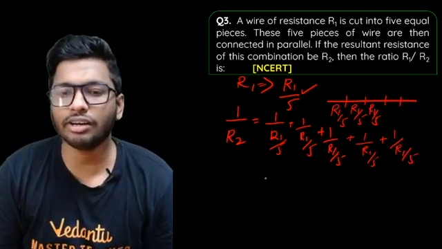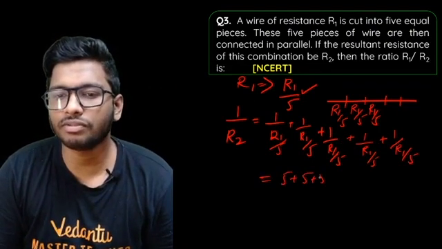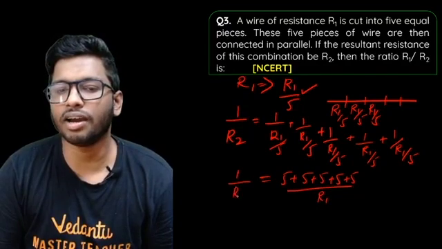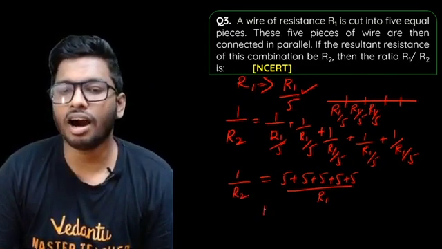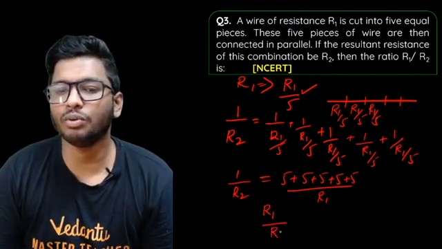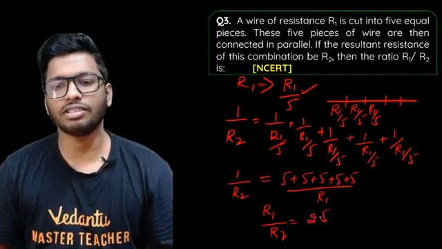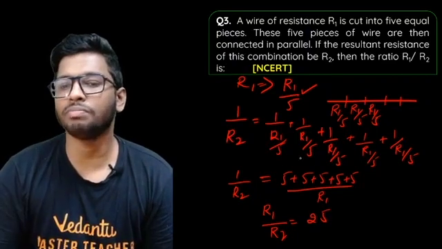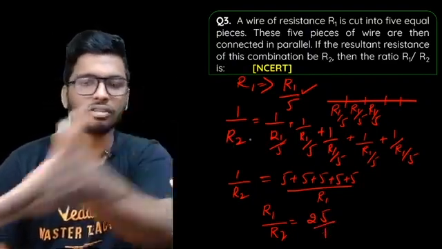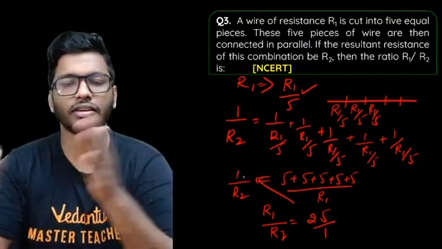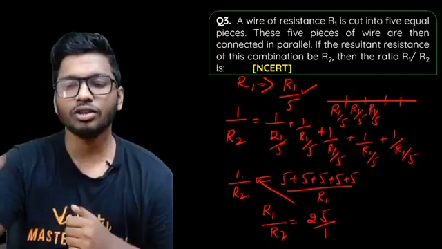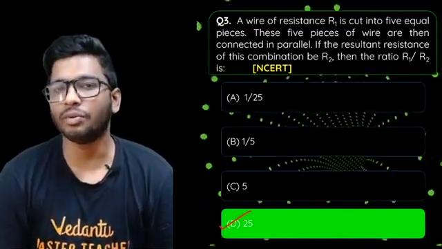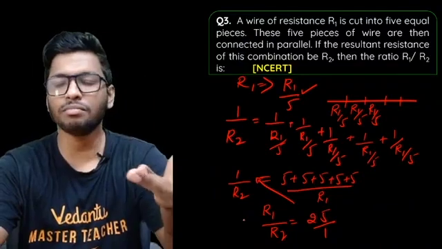Now, just try to simplify this equation. It will be 5 plus 5 plus 5 plus 5 plus 5, whole divided by R1, and here you have 1 by R2. If you take this to the other side, R1 by R2 is equal to 25. Simple as that, guys. You're supposed to find the value of R1 by R2, so R1 by R2 is basically 25 by 1. So the answer to this question would be 25, which is the ratio of R1 by R2. I know it seems like an odd question, but it's actually pretty straightforward.